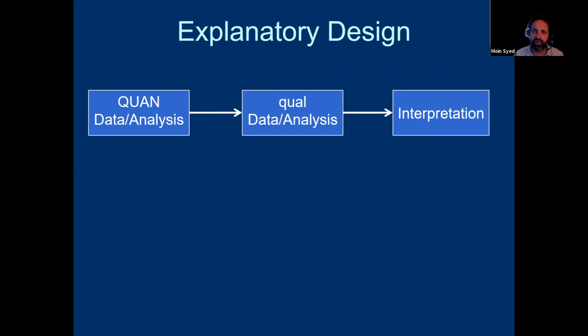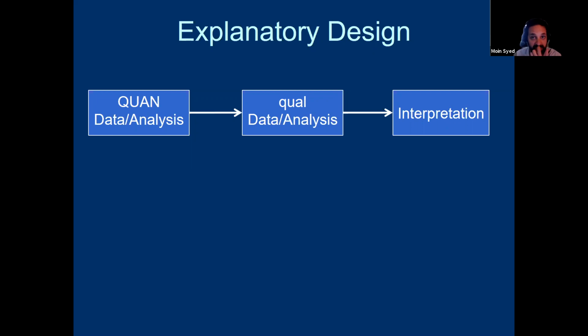In explanatory design, you really want to do the quantitative component first and then follow up with the qualitative. As I mentioned in the previous lecture, it's often the case with any study, but especially quantitative studies, when you do the analysis, you're left with questions as to why. Why do we see this particular pattern? And doing a follow-up qualitative study can help explain those particular patterns.